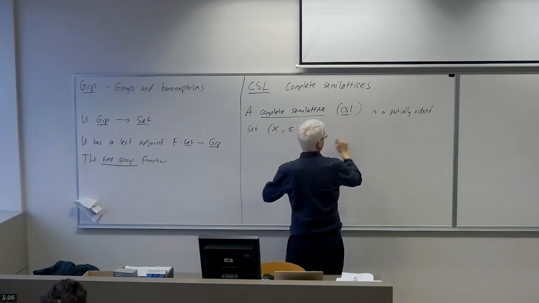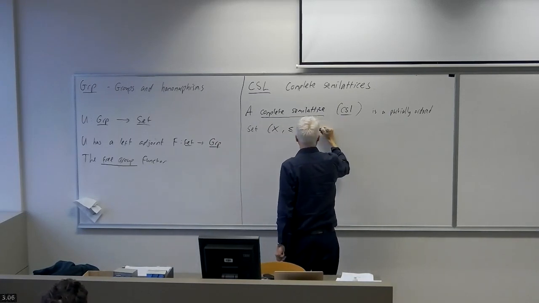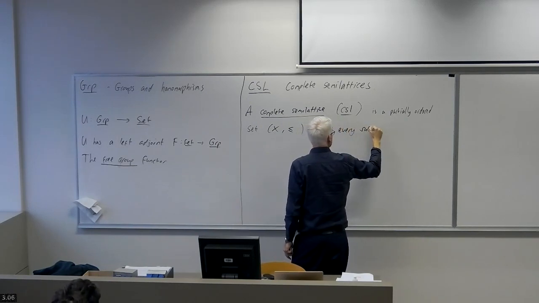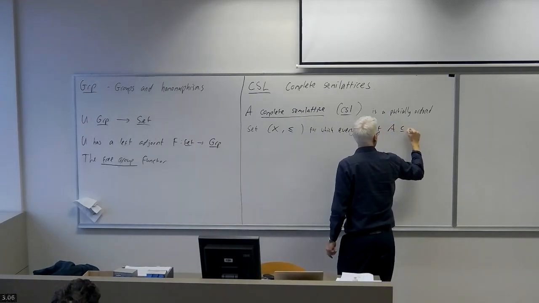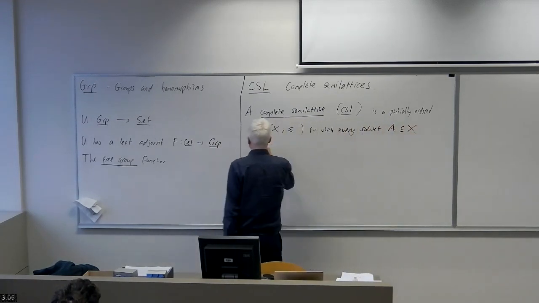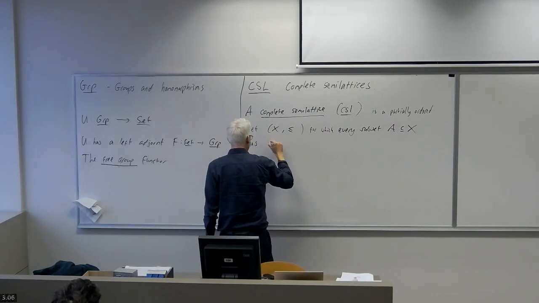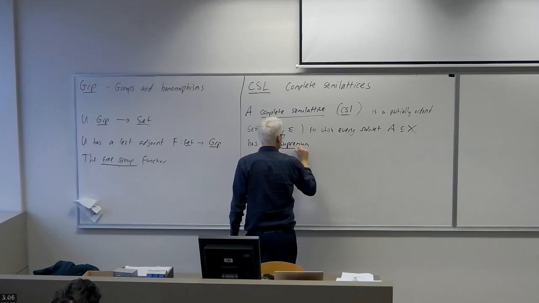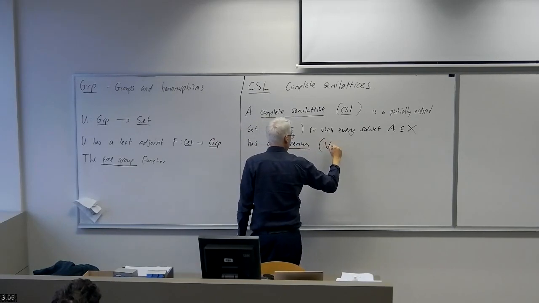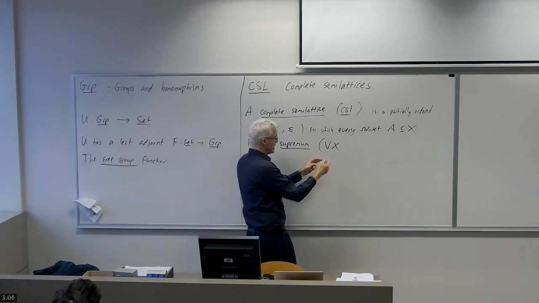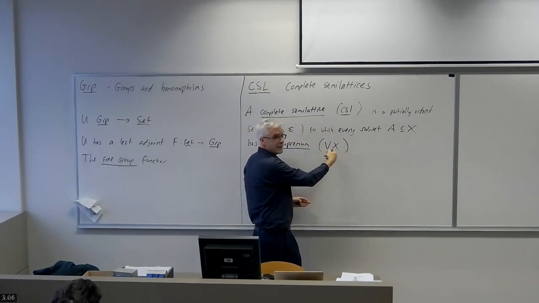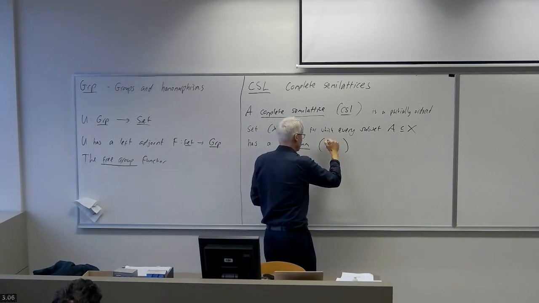So it's a partially ordered set for which every subset A of X has a supremum, which we'll write like this. It looks like a V, but in LaTeX it would be \bigvee. It's kind of like a join or something.